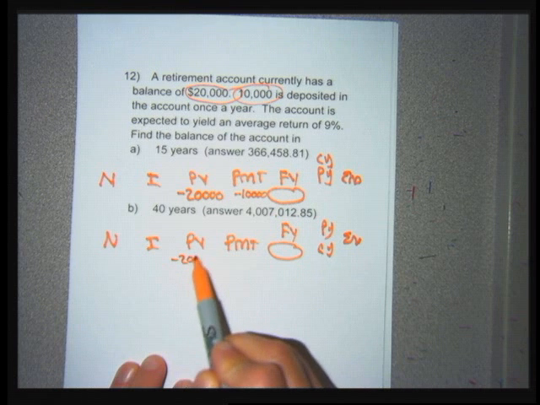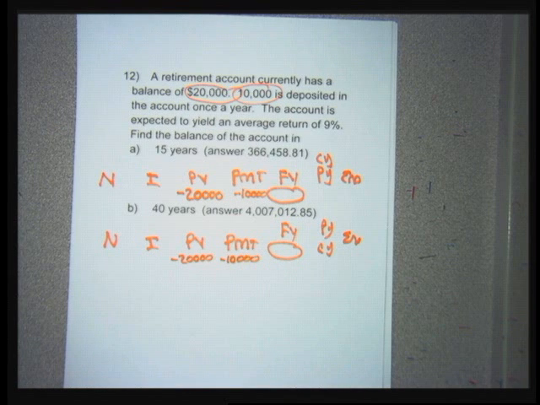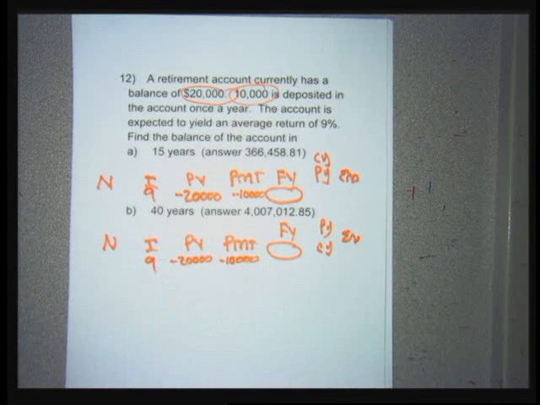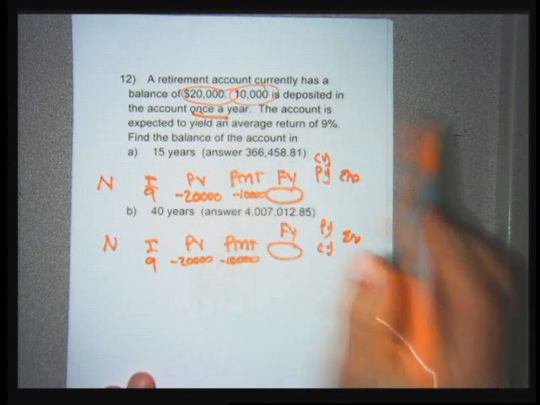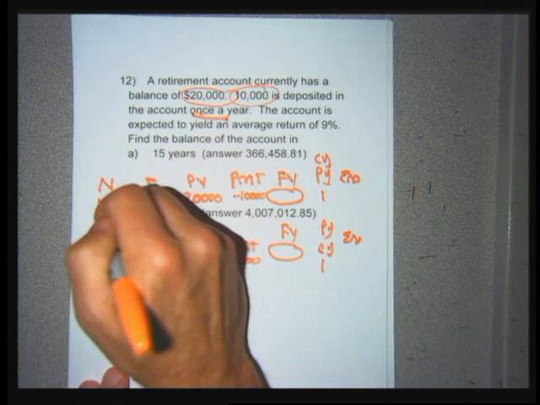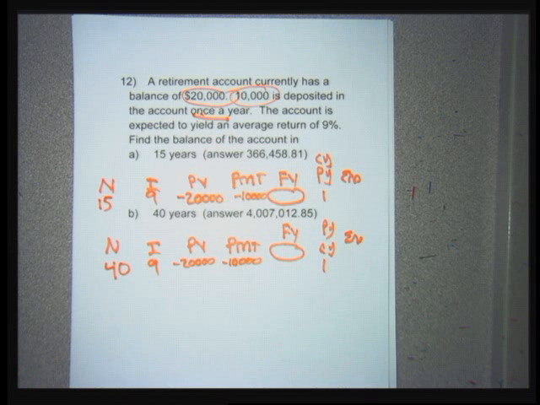And in both parts A and B of number 12, because I'm saving and I have two dollar amounts, those dollar amounts need to have the same signs. In both parts A and B of number 12, the interest rate is 9%. And I'm only making one deposit per year, so for both A and B, the PY and the CY is 1. The nice thing about 12 is that the N is the number of years, because I'm only making one deposit per year. In 15 years, I'm going to make 15 deposits. In 40 years, I'm going to make 40 deposits. So I have my lines set up. Now I'm going to use these on my calculator.